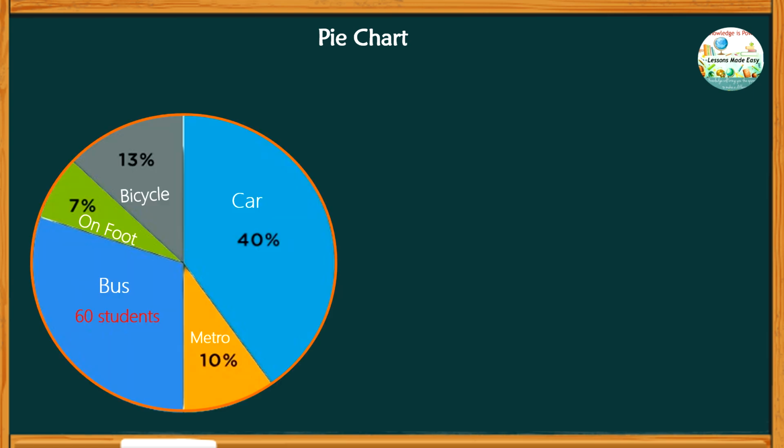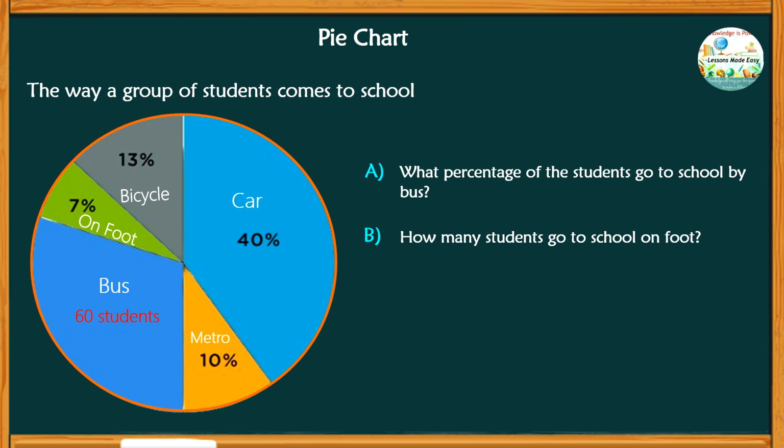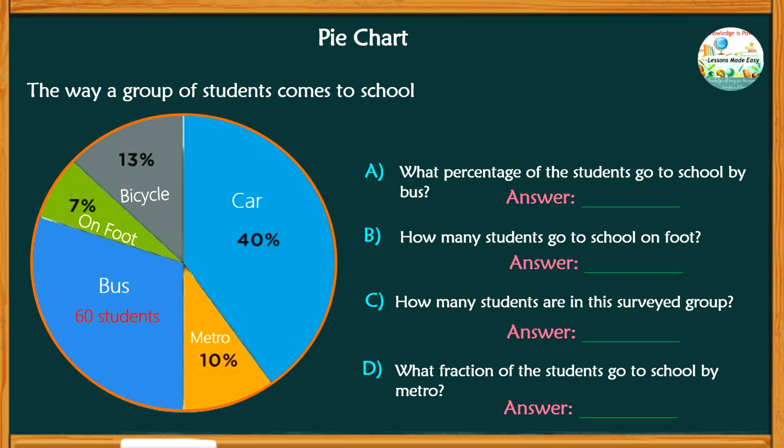Here is a pie chart about the way a group of students comes to school. Study the chart and answer the guide questions. Letter A. What percentage of the students go to school by bus? Letter B. How many students go to school on foot? Letter C. How many students are in this surveyed group? And letter D. What fraction of the students go to school by metro? You can always pause this video and take as much time as you need. If you're ready, let's go ahead and check your answers.